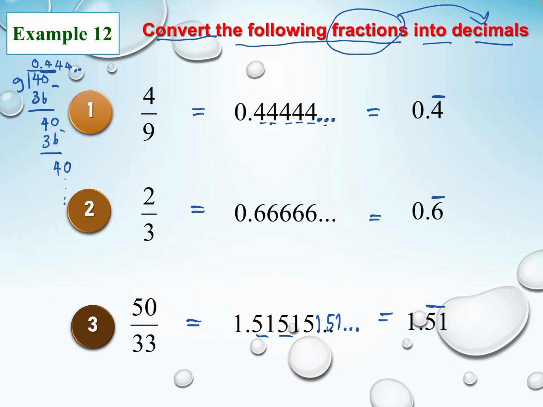But in the Thai book, it can be represented by 0.4 with the dot on top like this. 0.6 with a dot means repeat 6, and this one, 1.51 with the dot on top of 1, 5 and 1, means repeat 515151. Okay?